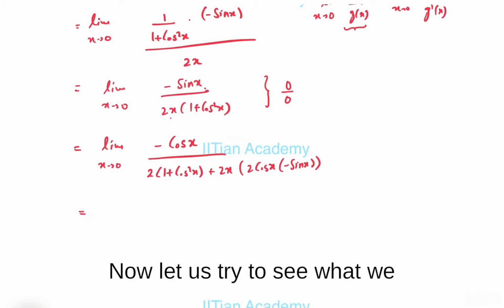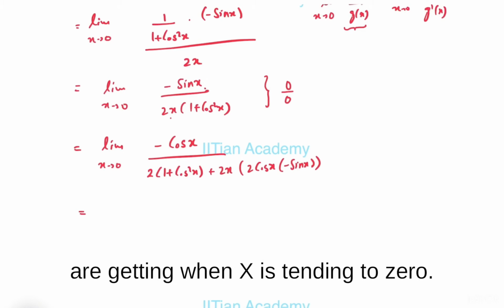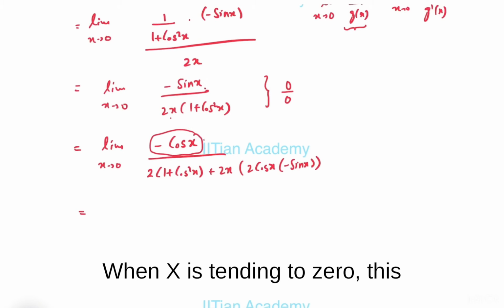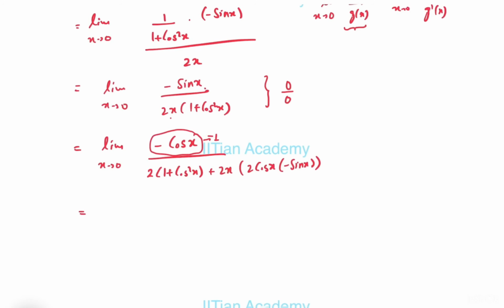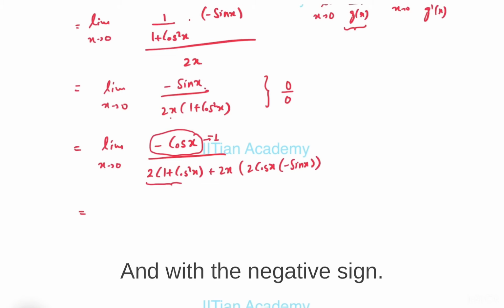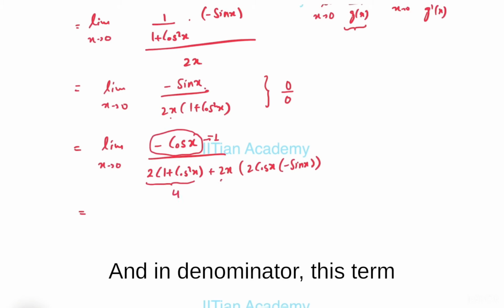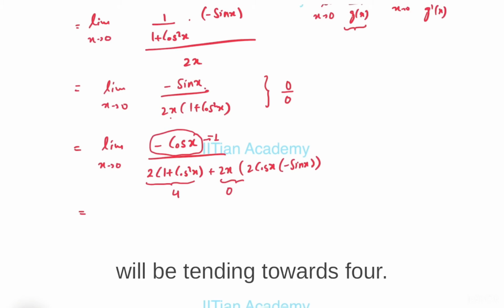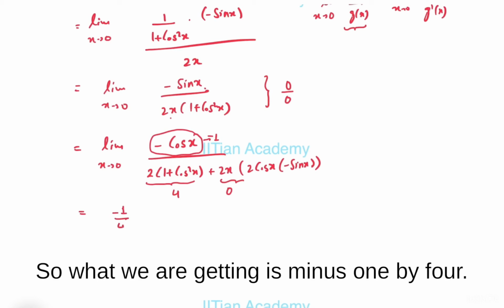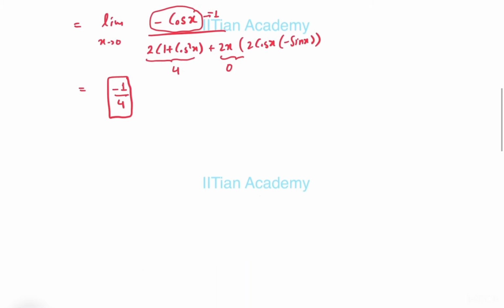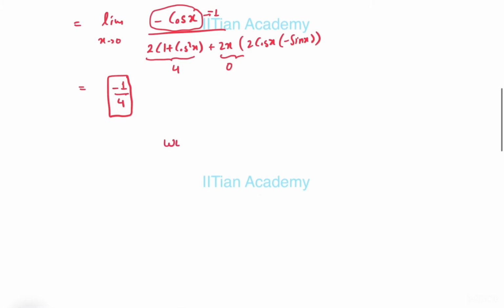Now let us try to see what we are getting when x is tending to 0. When x is tending to 0, this term will be tending towards 1 and then with the negative sign. And in the denominator, this term will be tending towards 4 and this term will be tending towards 0. So what we are getting is minus 1 by 4. So this is your limit.